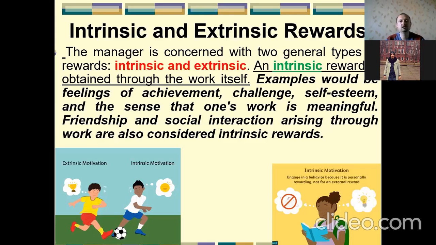It could be motivating subordinates with a feeling of achievement, with some challenging tasks, with self-estimation.